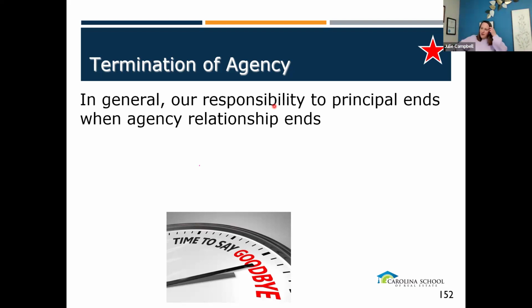And then death or incapacity of either party. Remember, the relationship is between the client and the firm. If the individual broker passes away, the show goes on. The firm would have to shut its doors. That's what we mean by death of a firm. So if the client passes away or the firm dies, that would terminate the agency agreement.